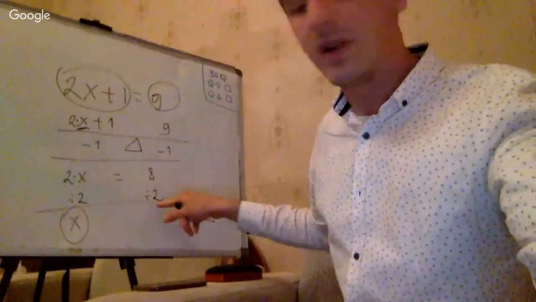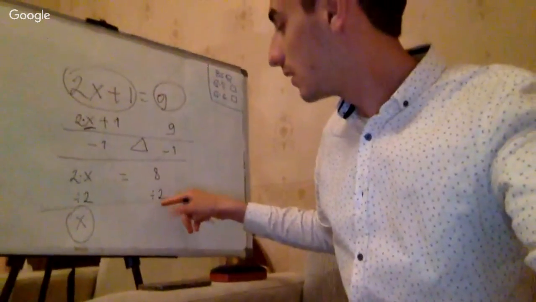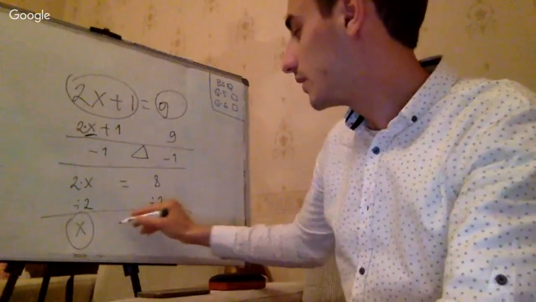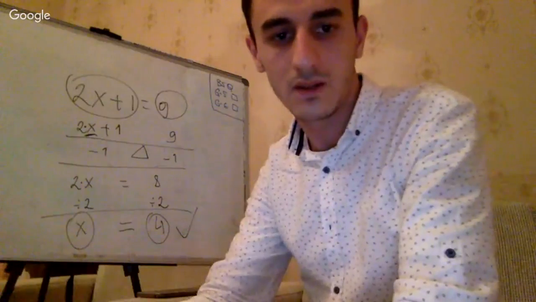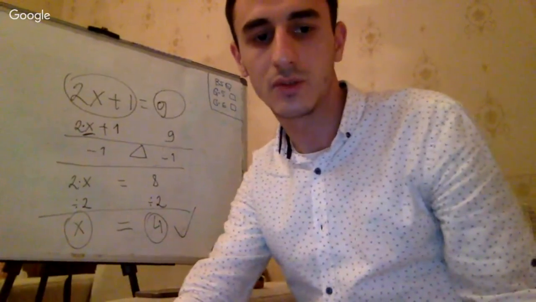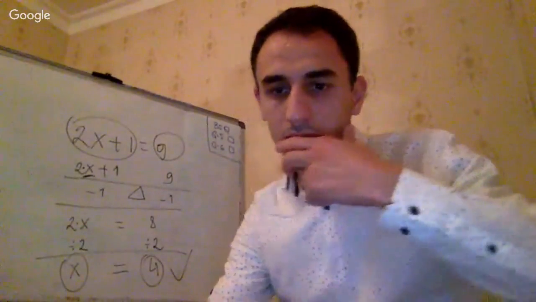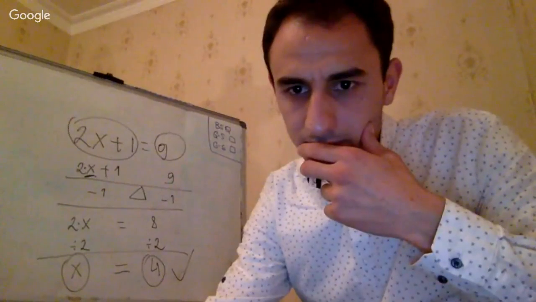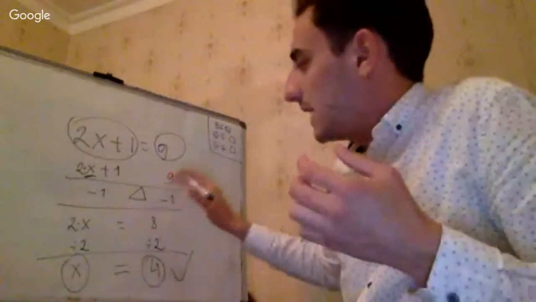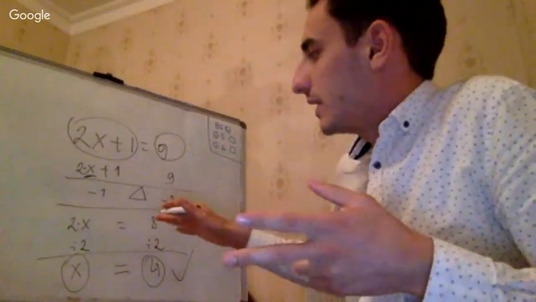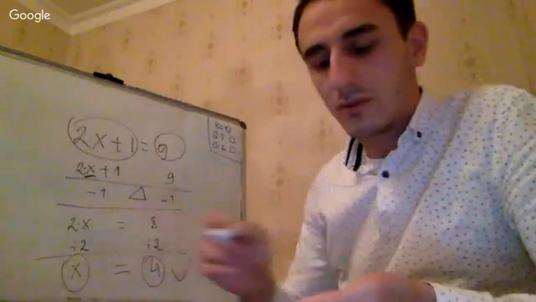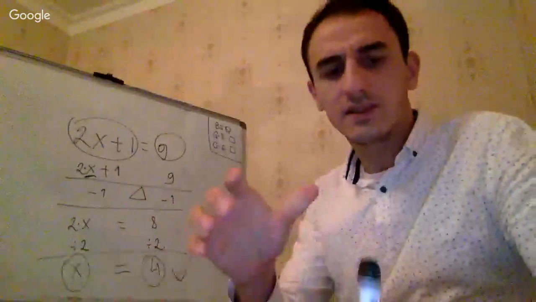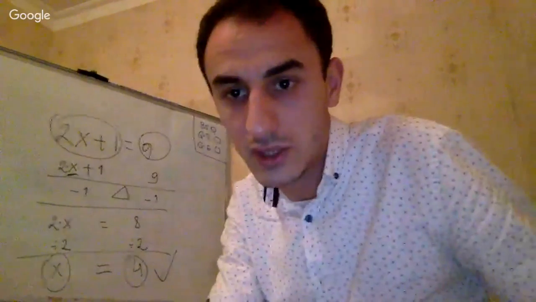Now my x is alone by itself. Okay? And 8 divided by 2 is 4. So x is equal to 4. I have done it. I solved the equation, no problem. Basically, the balancing method is to do the same thing with both sides of the equation in order to keep x alone by itself. Actually, this is one of the best ways of solving equations.